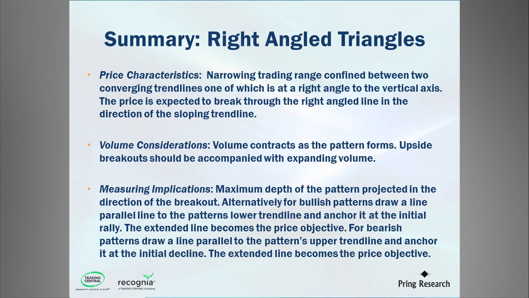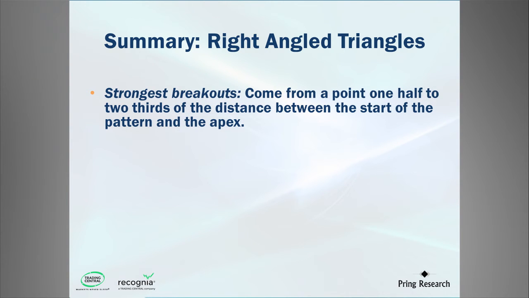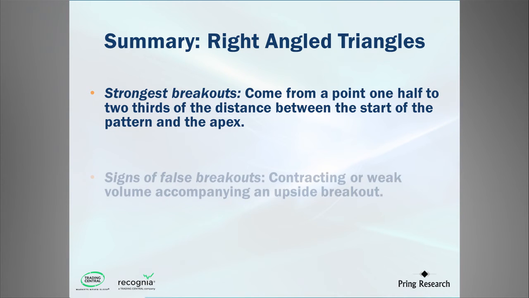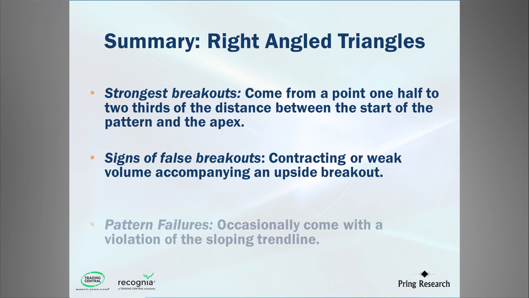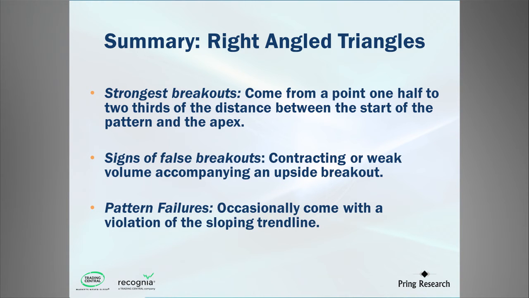Alternatively, for bullish patterns, draw a line parallel to the pattern's lower trend line and anchor it at the initial rally. The extended line becomes the price objective. For bearish patterns, draw a line parallel to the pattern's upper trend line and anchor it at the initial decline. The extended line becomes the price objective. Strongest breakouts come from a point 1/2 to 2/3 of the distance between the start of the pattern and the apex. Signs of false breakouts: contracting or weak volume accompanying an upside breakout. Pattern failures occasionally come with a violation of the sloping trend line.